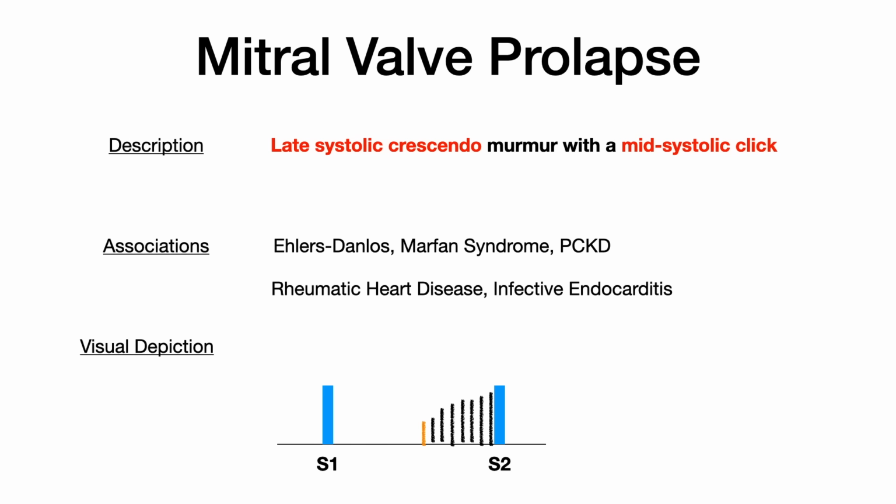So mitral valve prolapse is classically described as a late systolic crescendo murmur that has a mid-systolic click. And that description, that buzzword, the mid-systolic click, is so unique to mitral valve prolapse that if you get either the audio file of this murmur on your exam, or you get the amplitude waves, which you see visually at the bottom of this slide, you really should get this free point because it's incredibly unique.